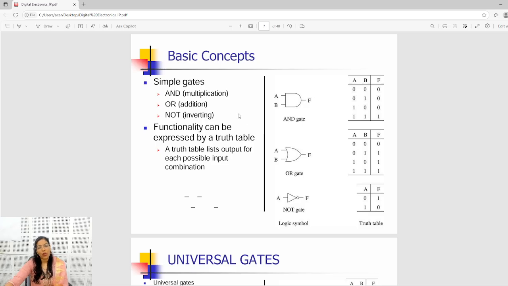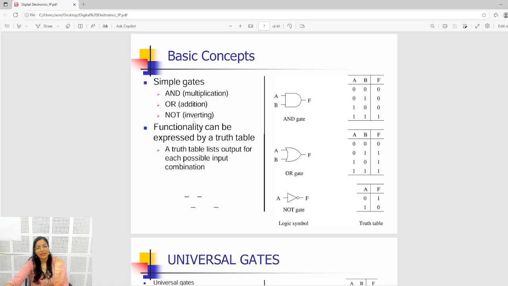In the next gate, the OR gate performs the function of addition. Here we can see the symbol of the two input OR gate, and this is the truth table, wherein if any one of the inputs is logic high or 1, at the output we get 1.